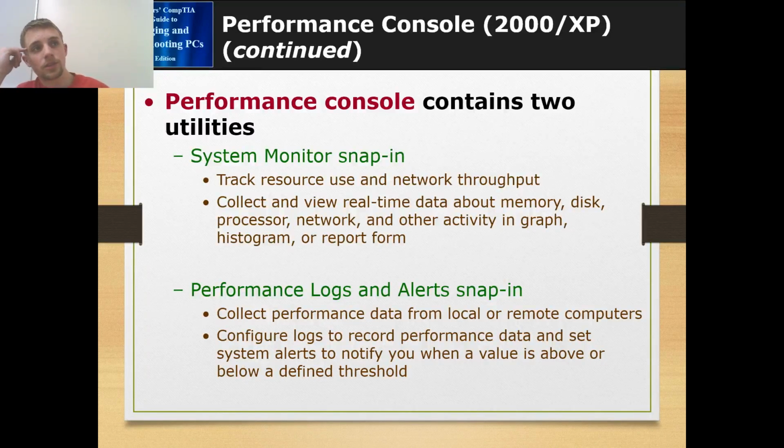Performance logs and alerts collect performance data from local or remote computers, and you can also configure it to save to a log. So if you can't catch a problem occurring, you can't replicate it, but you know it happens every single day at random times, you can set up triggers with logs to go off whenever that thing happens, and then it'll save to that file and you can view the log later.